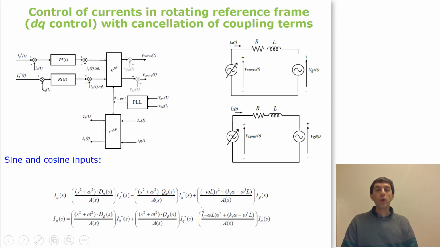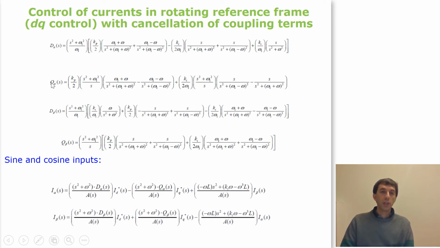So we obtain something very equivalent to what we obtained with the step inputs. Here we have, for alpha current, one term multiplying ID, another term multiplying IQ current reference, and here we have the coupling, and something very similar for beta current. Here the main difference is that we have defined another 4 elements, D alpha, Q alpha, D beta, and Q beta, because the expressions obtained are more complex. And these 4 terms are these expressions, which are rather complex because of the nature of the sinusoidal and cosinusoidal inputs that we have used as current references.